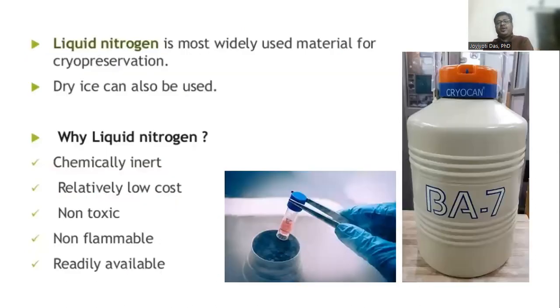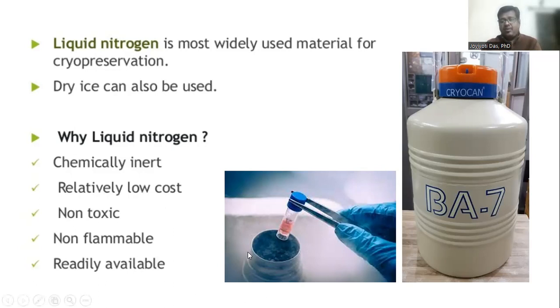So, how do we perform cryopreservation? What reagent or chemical is used? Liquid nitrogen is the most widely used material for cryopreservation. Dry ice can also be used, but liquid nitrogen is more effective and routinely used in cell culture labs.